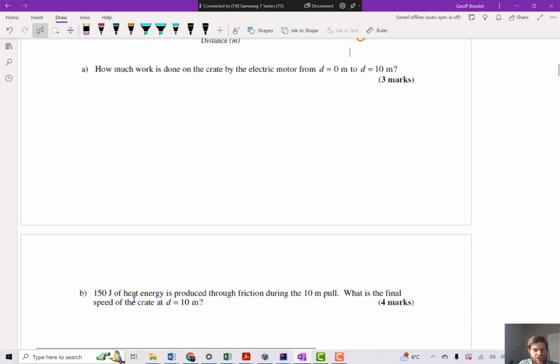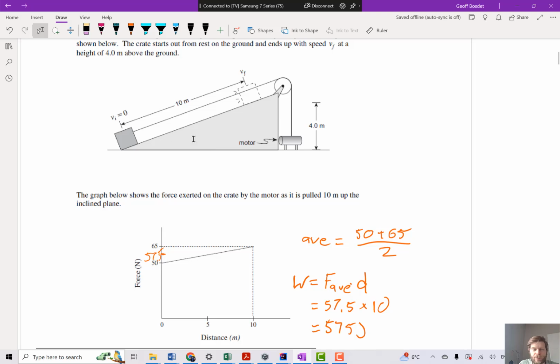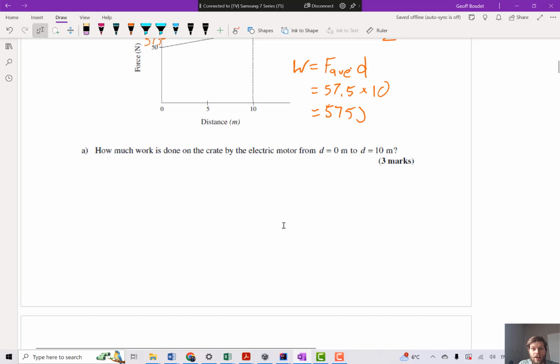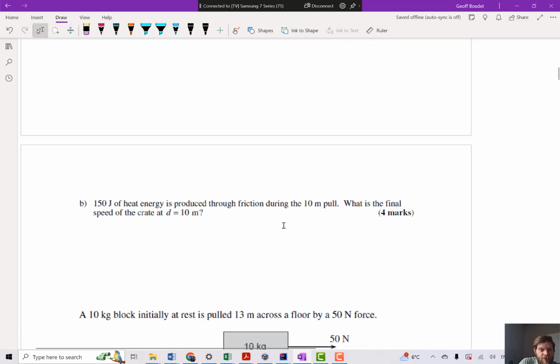If 150 joules of heat energy is produced through friction during this 10-meter pull up the ramp here, what's the final speed of the crate? So we started with this 575 joules that the motor gave to the crate. So it did that much work, and that's going to become potential energy, kinetic energy because it's moving, potential energy because it's up, and thermal energy, the 150. So 150 of the 575 has become thermal.